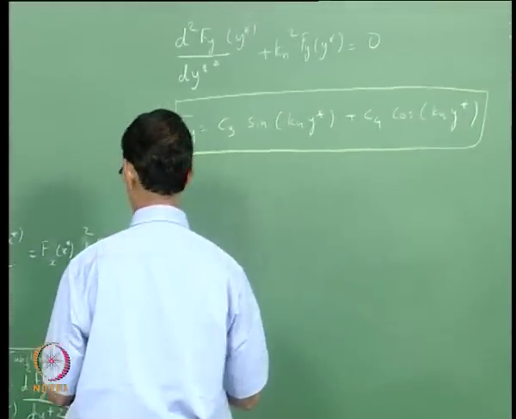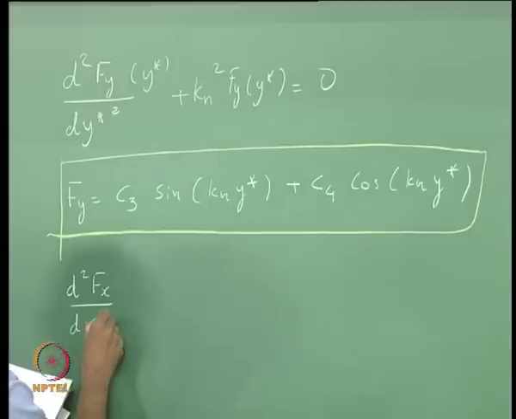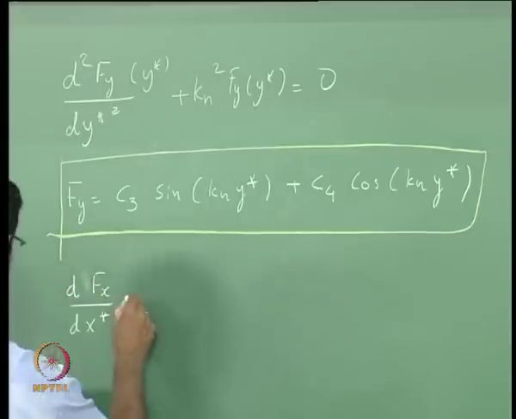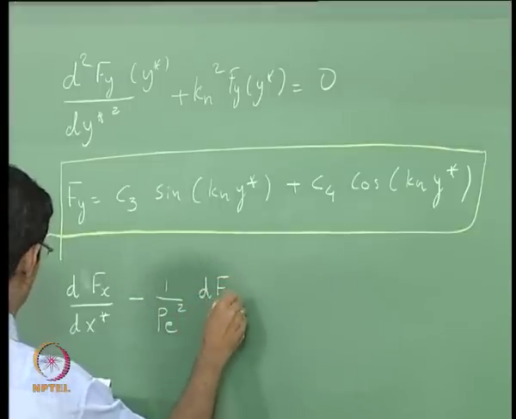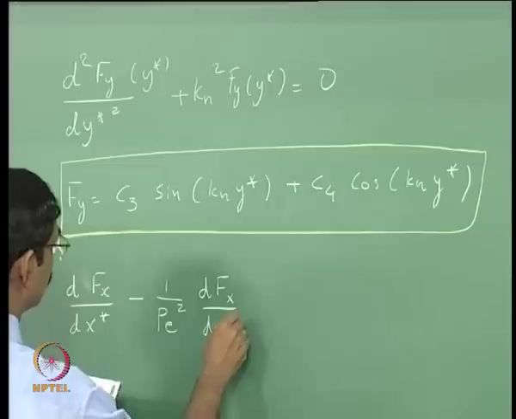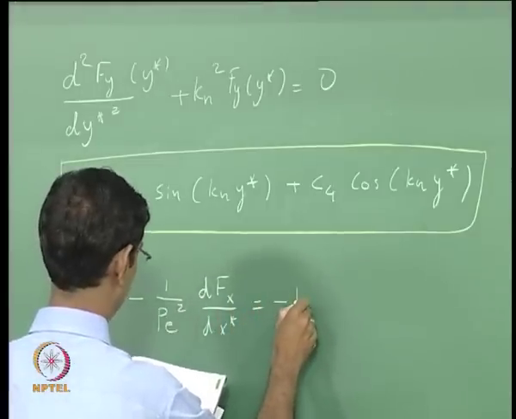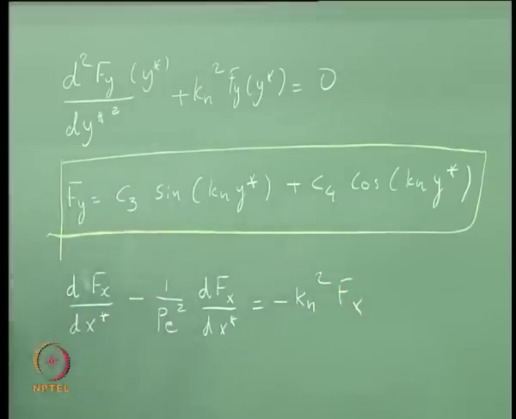So the next part would be d squared f of x star, sorry, minus 1 over p squared dfx. So it is all a function of x star, but I think by now it is clear. So this is our function of x star part.